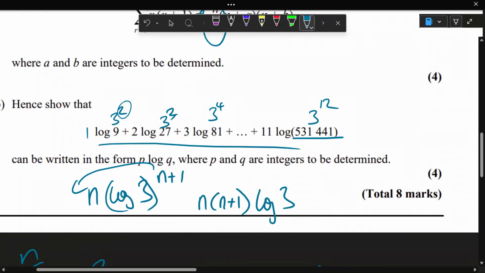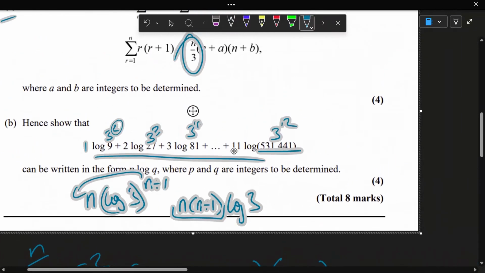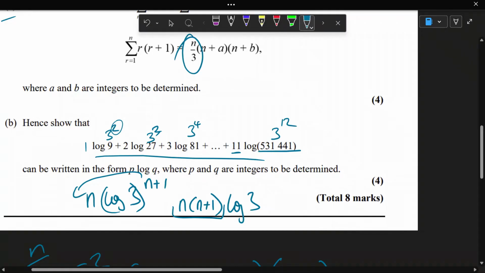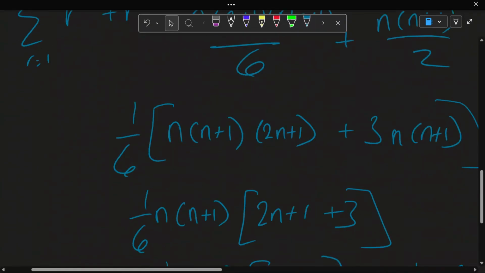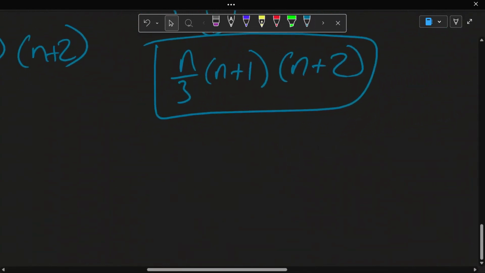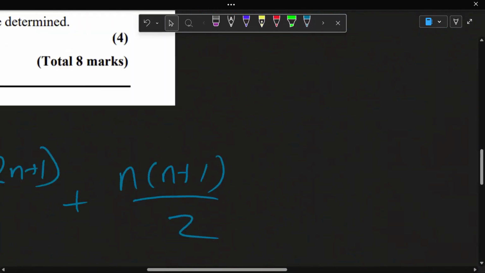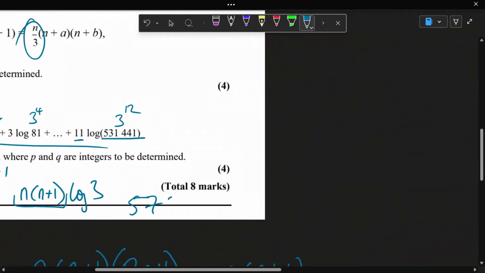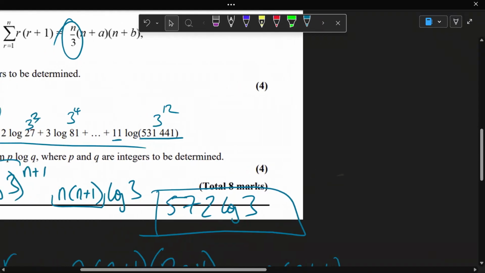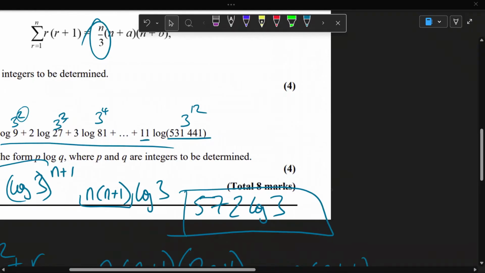And because we're adding, this is just a sum of (n plus 1) log 3. So we know n is going to be 11 because that's our last term. We're starting from 1, so we can just sub in 11 into our identity here. So this would give us 572 log 3, which would be our final answer. It's actually not too much working for 4 marks, which is very nice. To finalize the answer, you can say P is equal to 572, Q is 3.